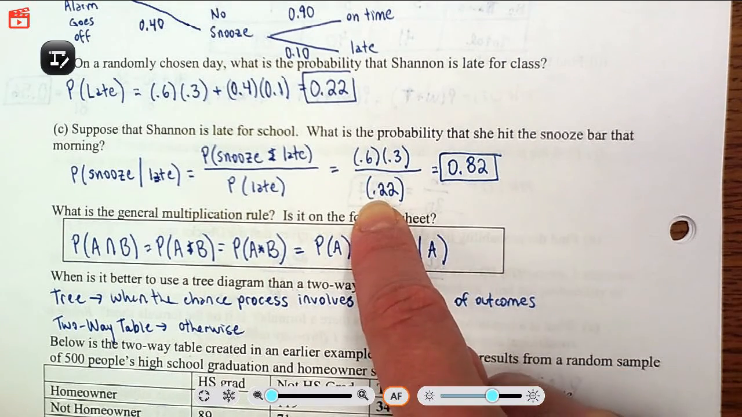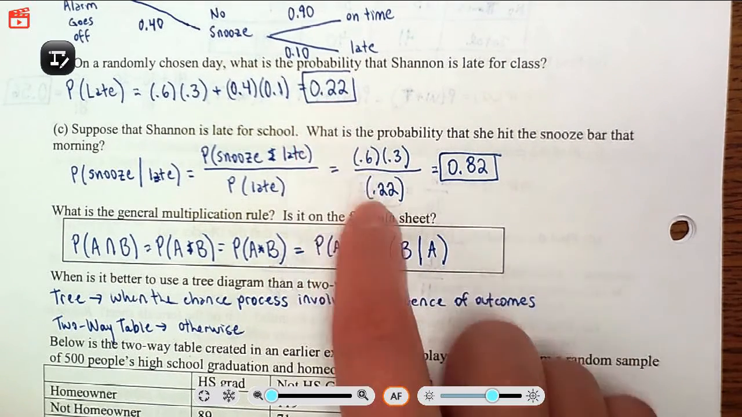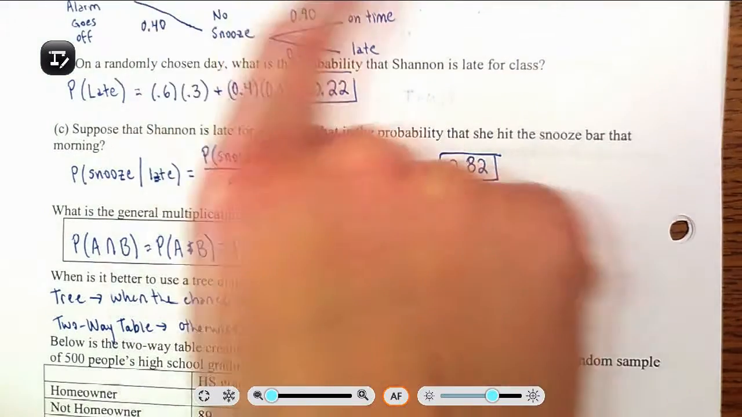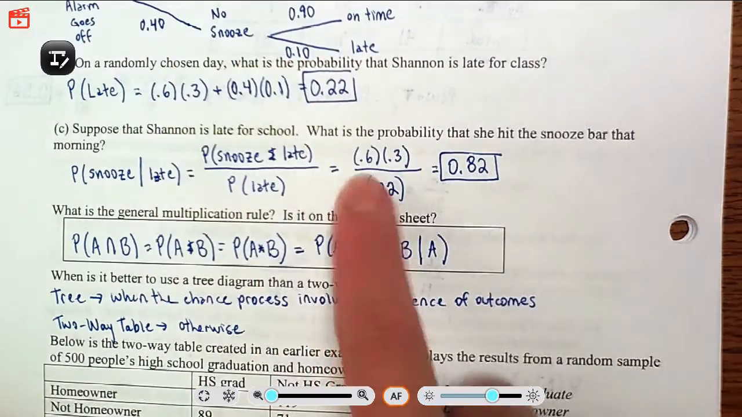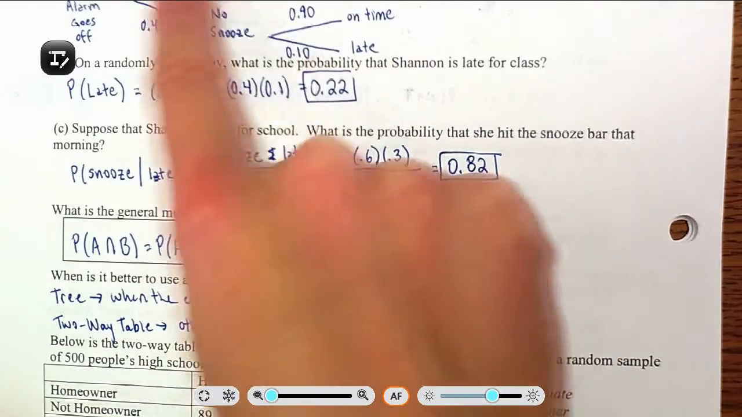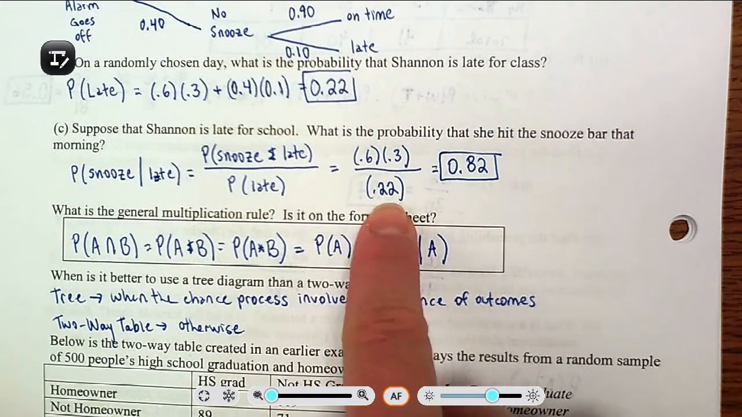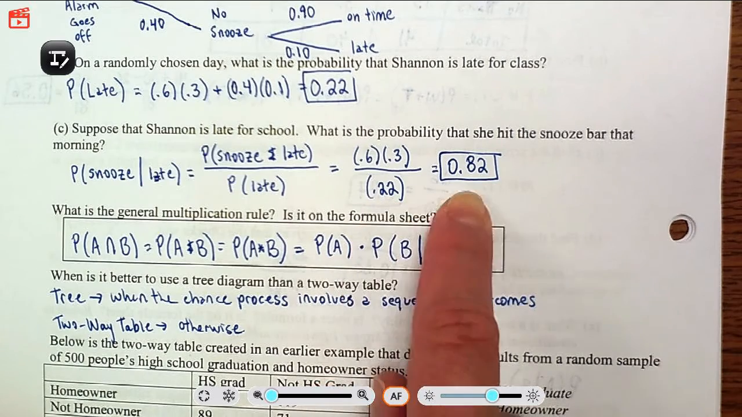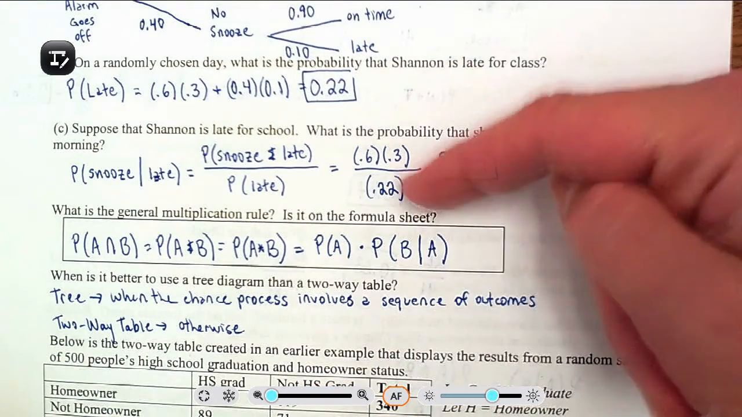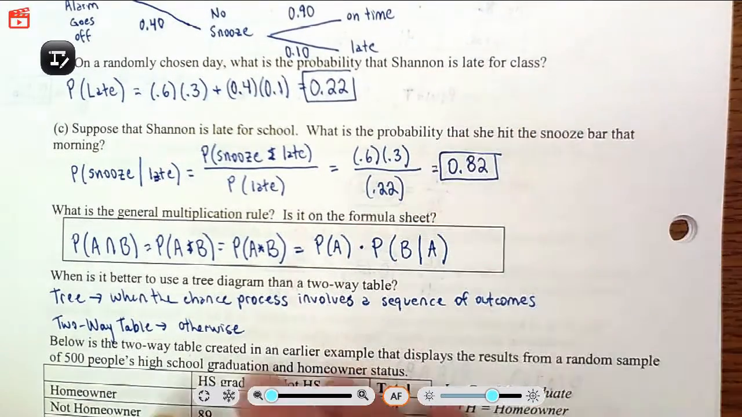Given she's late is right here. Okay, so out of all the ways that she's late, what's the probability that she snoozed? So we go down this 0.6 way, and then we remember that she could have been late 2 different ways. Okay, so 0.82, and it's really common for the questions to be progressive like this.